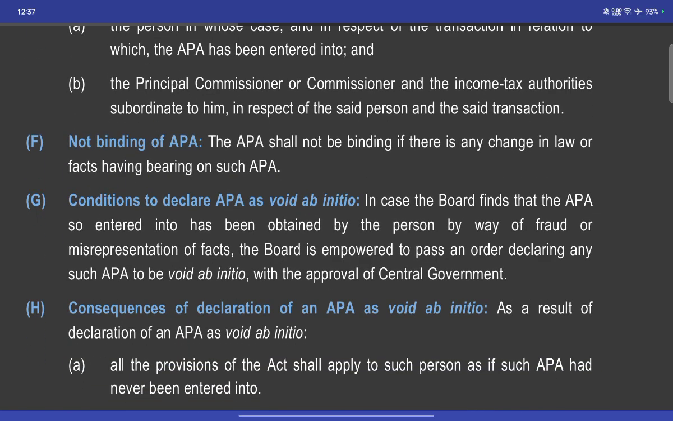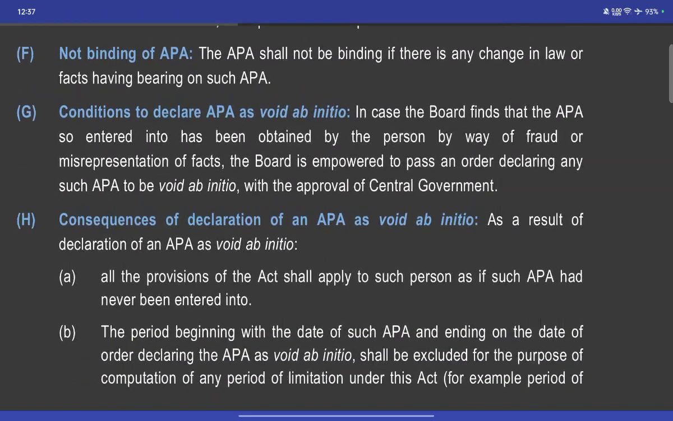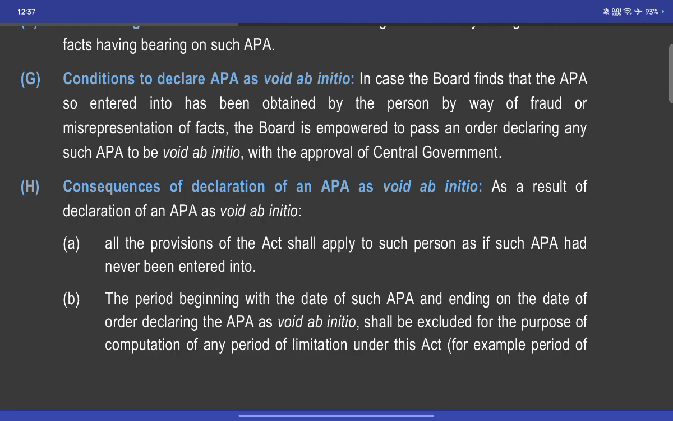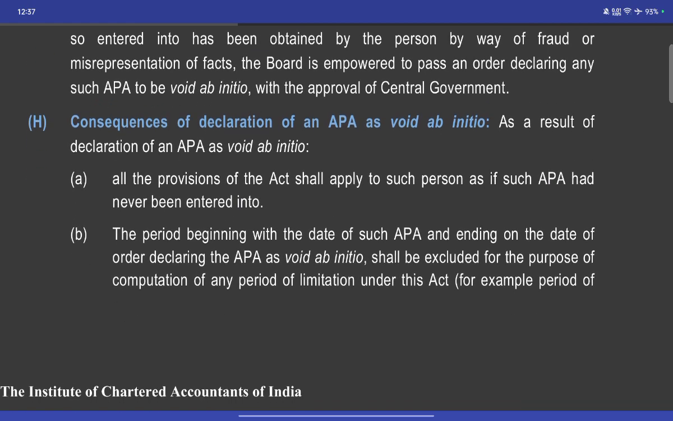Not binding: an APA shall not be binding if there is any change in the law or facts having a bearing on the APA. Conditions for declaring an APA void ab initio: in the case where the Board finds that the APA has been obtained by the person by way of fraud or misrepresentation of facts, the Board is empowered, with the approval of the central government, to pass an order declaring the APA void ab initio.